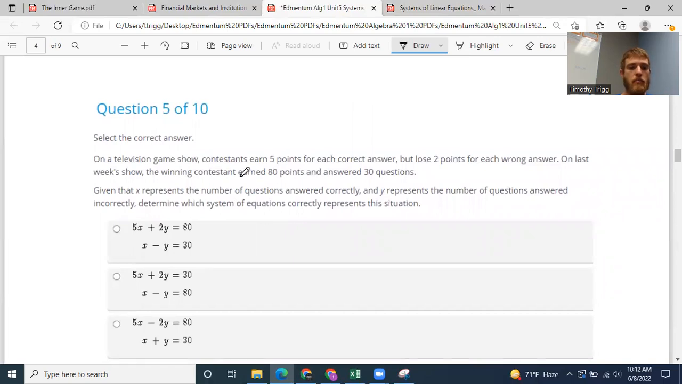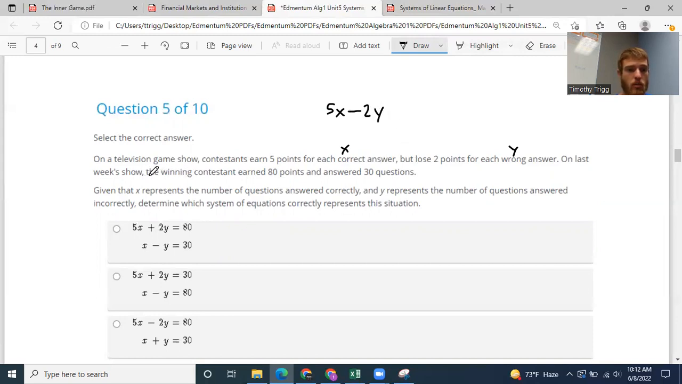On a television game show, contestants earn 5 points for each correct answer, but lose 2 points for each wrong answer. So correct answers, I'm going to say is X. Wrong answers, we're going to say is Y. So for this first part, we could say that they earn 5 points times the number of correct answers. Minus, they lose 2 points for each wrong answer.